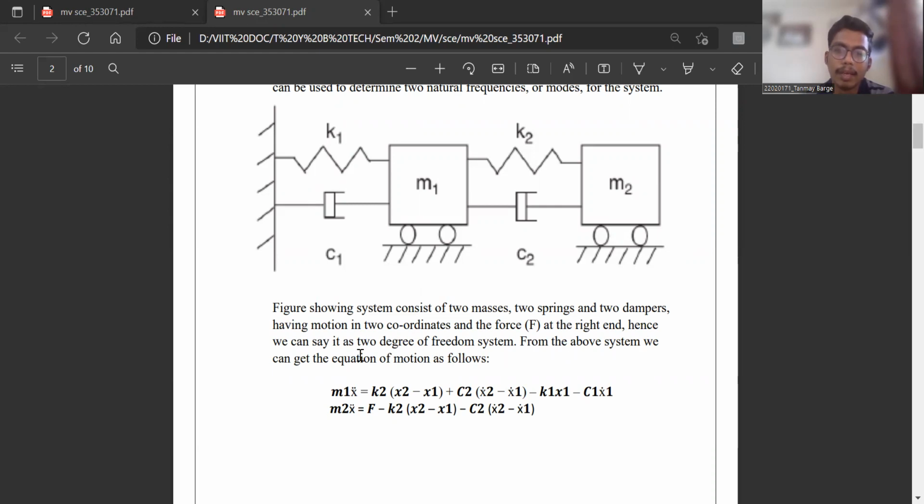From the above system, we can get the equations of motion as follows: M1 x1 double dot equals K2 bracket x2 minus x1 plus C2 bracket x2 dot minus x1 dot minus K1 x1 minus C1 x1 dot, and the second equation is M2 x2 double dot equals F minus K2 bracket x2 minus x1 minus C2 bracket x2 dot minus x1 dot. Using these equations, we are going to model our Simulink and Simscape model using MATLAB software. So let us open our MATLAB software.